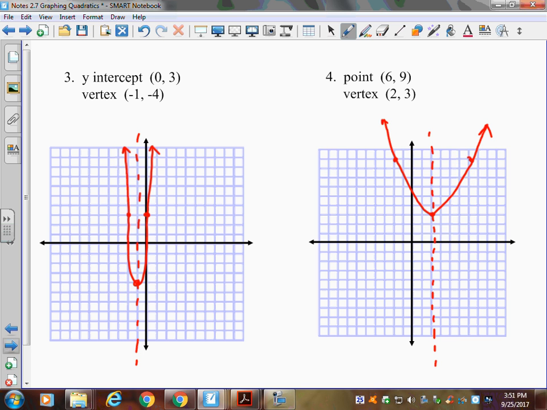So sometimes your parabolas will be tall and skinny like a funhouse mirror. Sometimes they'll be very wide, or sometimes they'll just be normal looking.